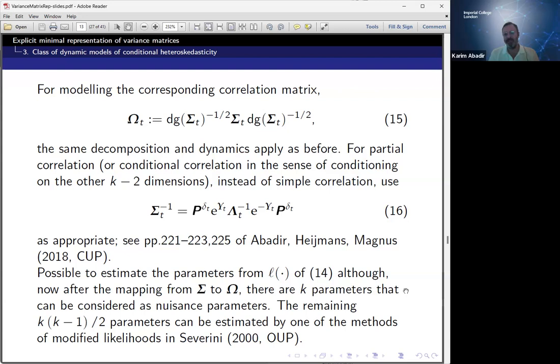Now, you may say that if we are interested in equation 15, correlation matrix, then there are k nuisance parameters, and these are the variances, the diagonal elements. If that is the case, if you're not interested in diagonal elements, then you can use one of the modified likelihoods as opposed to straightforward likelihood as on the previous slide. The modified likelihoods have been really nicely summarized in a book by Severini already 23 years ago. So you've got the bound of Nielsen modified likelihood. You've got lots of different modified likelihoods that you can consider if you want to get rid of these k nuisance parameters.